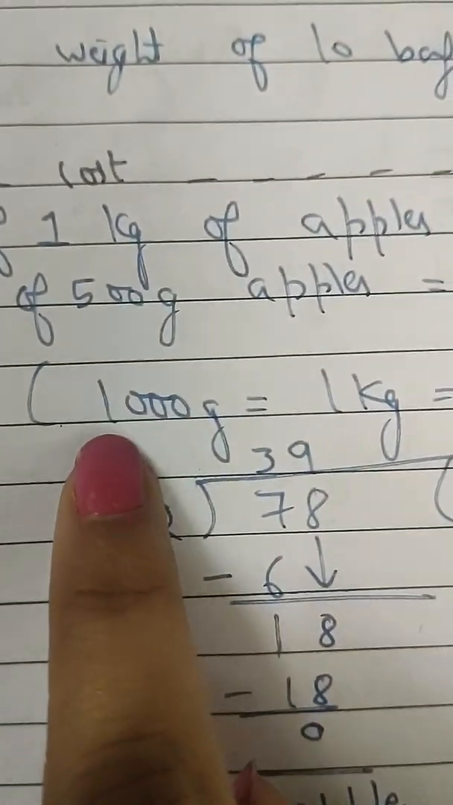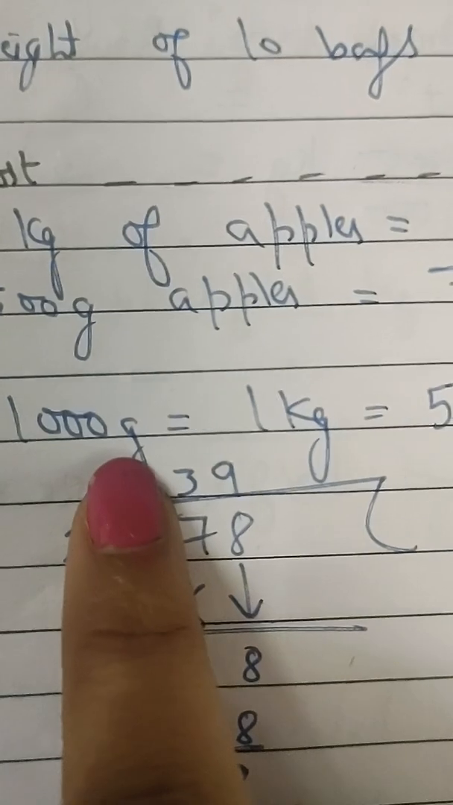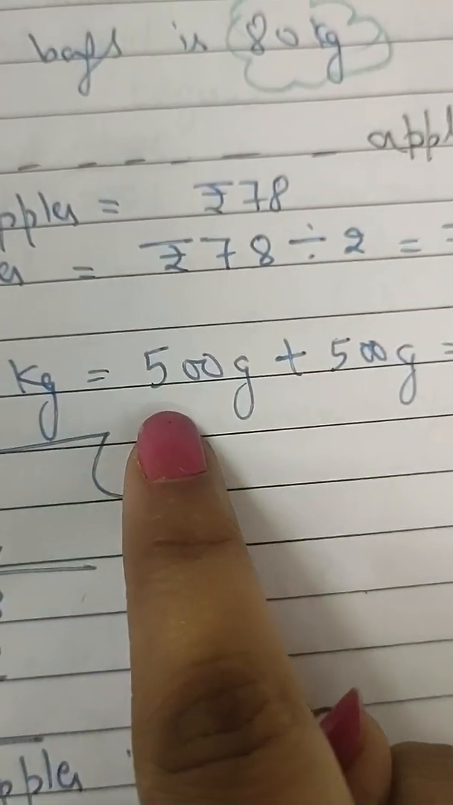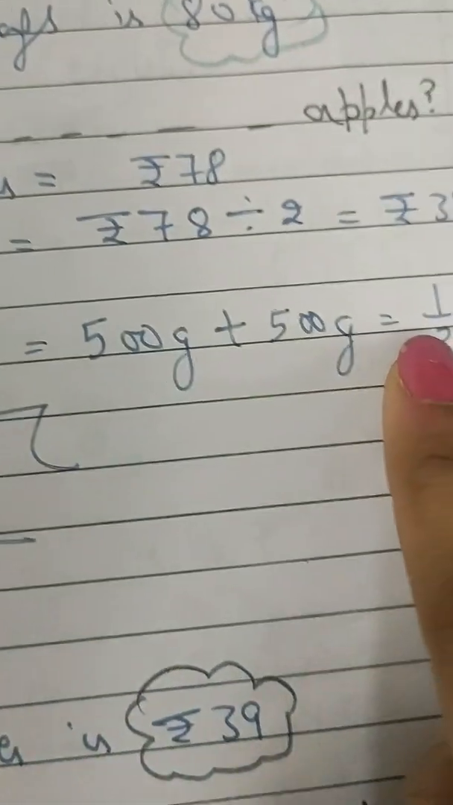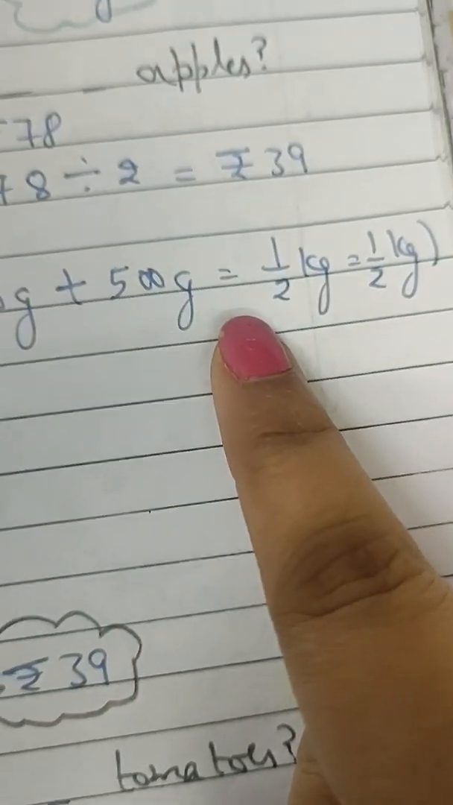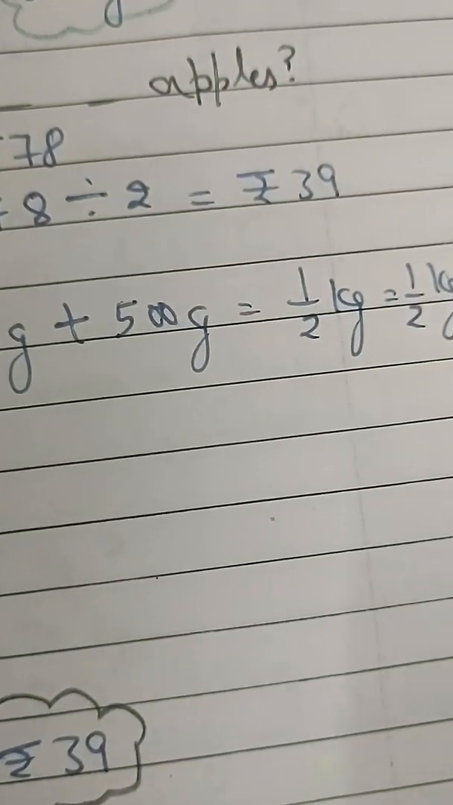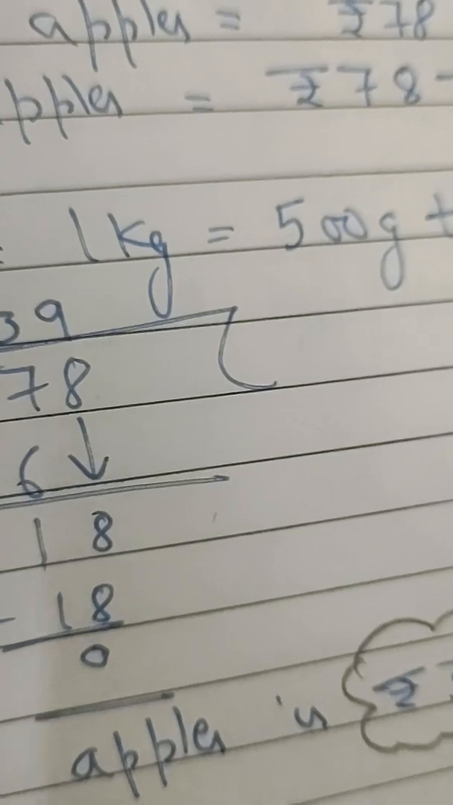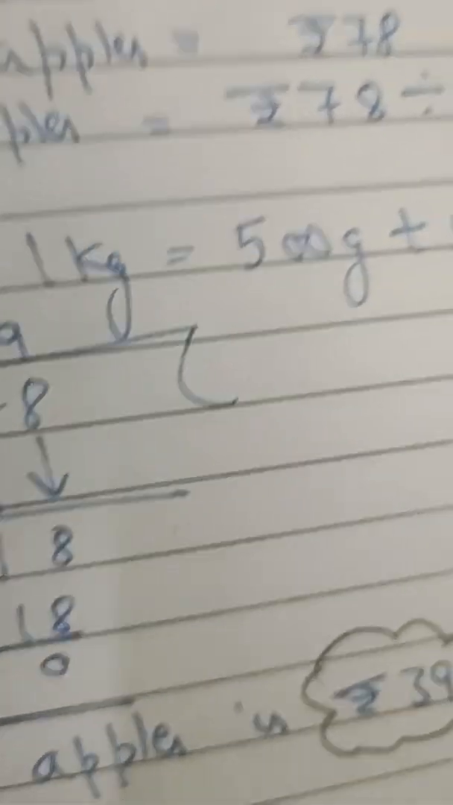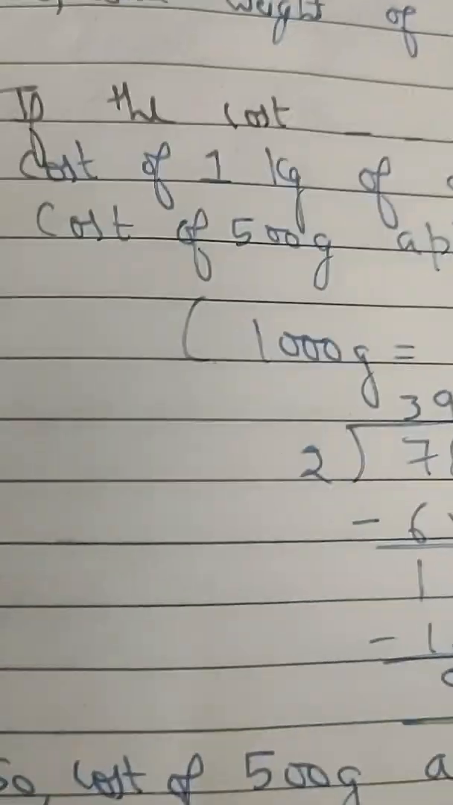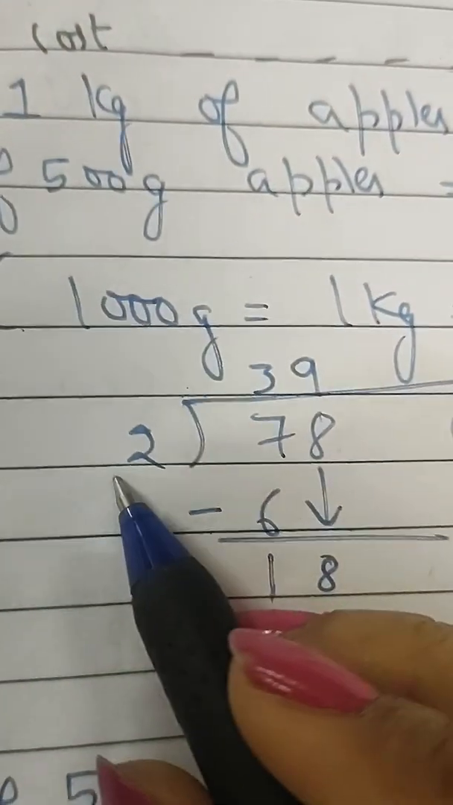Now how did you get that 1000 grams is equal to 1 kg? You can say 1000 grams is equal to 1 kg. 1 kg is equal to 500 gram. 2 times 500 is coming, so you can say half kg plus half kg. Half kg plus half kg you can write here. Not this equals to part. Plus half kg. Okay, so 78 we will divide by 2.